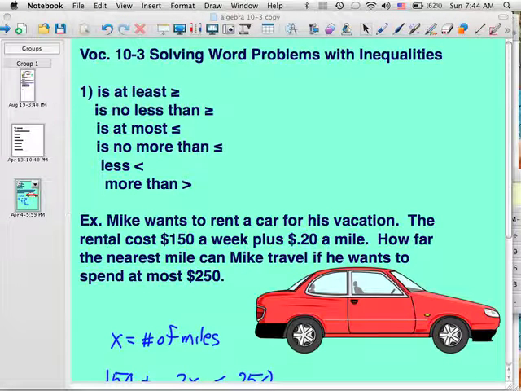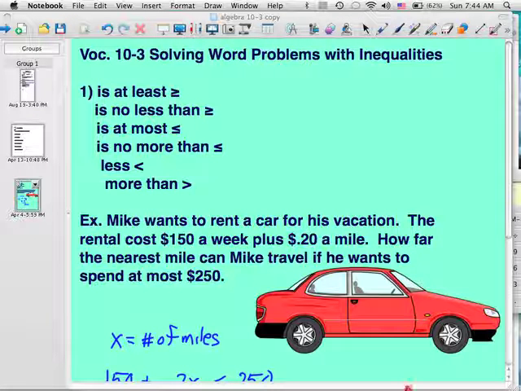We're on chapter 10, section 3. We're going to be using inequalities to solve word problems, and the wording is important. If you see words like "is at least," then that's the inequality greater than or equal to. "Is no less than" is greater than or equal to. "Is at most" is less than or equal to, and "is no more than" is less than or equal to. And of course, less than and more than.